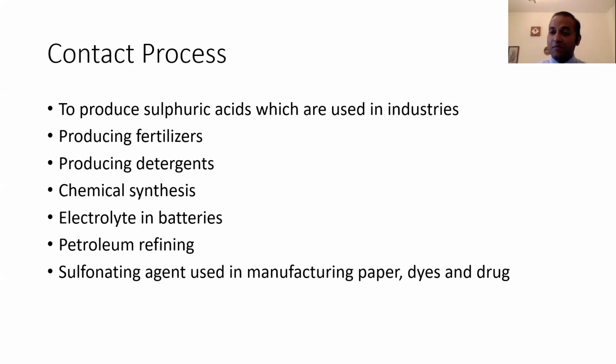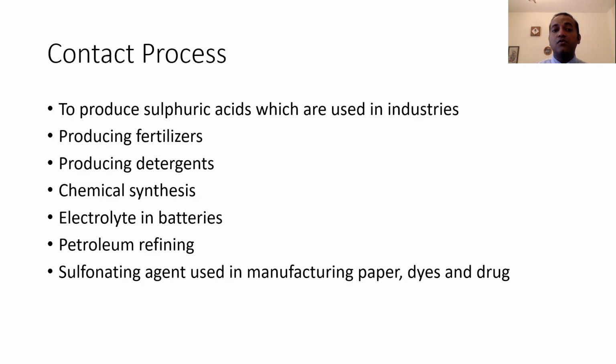Now, the most important for our topic today is the contact process. You may ask why it is called the contact process. We will discuss that. So the contact process is the main way to produce sulfuric acid, which is used in many industries.